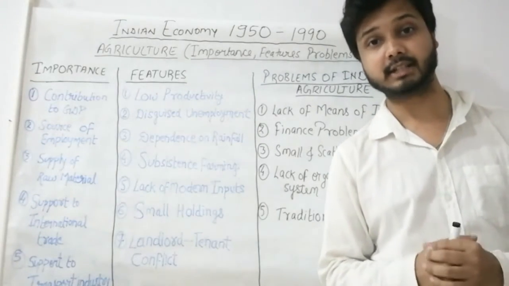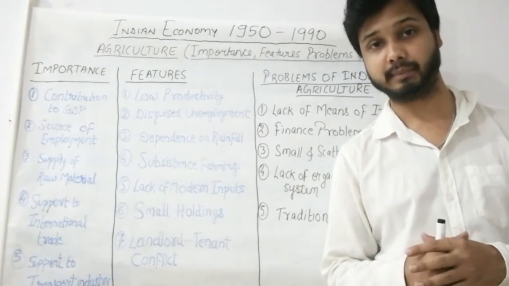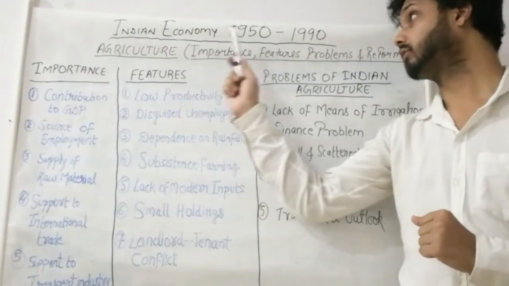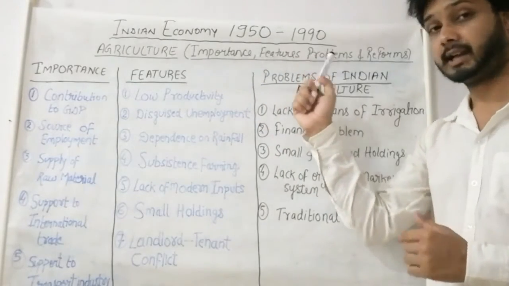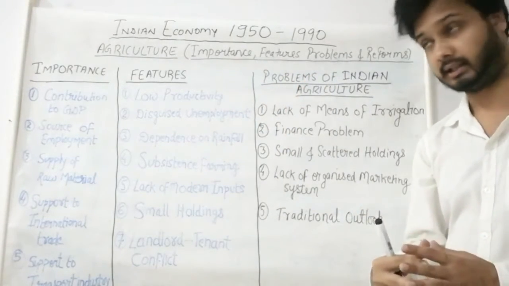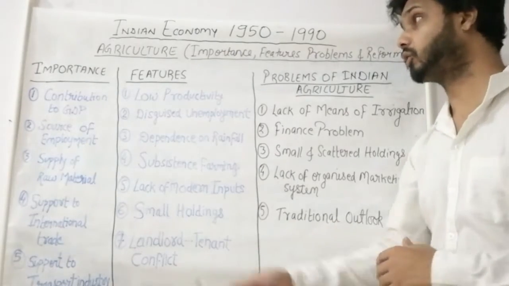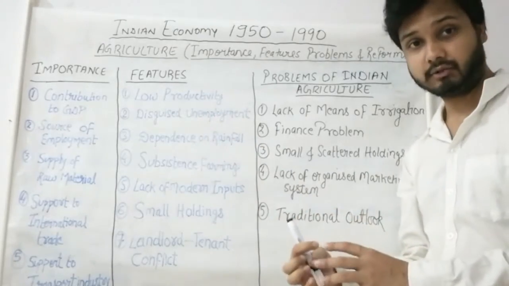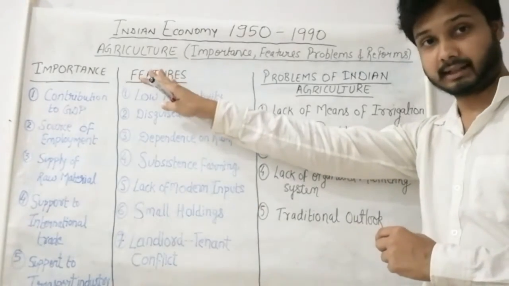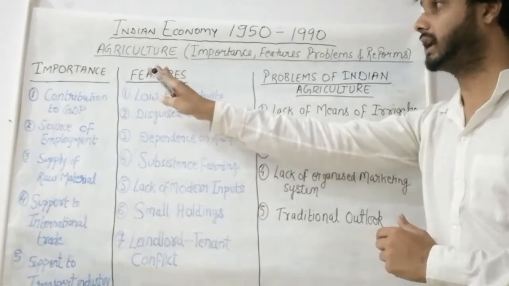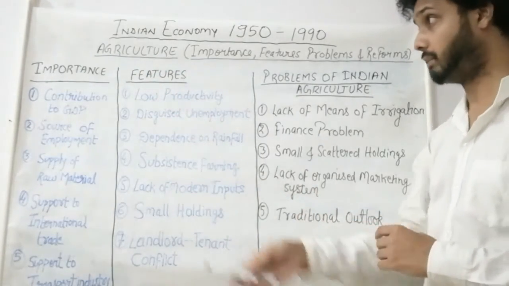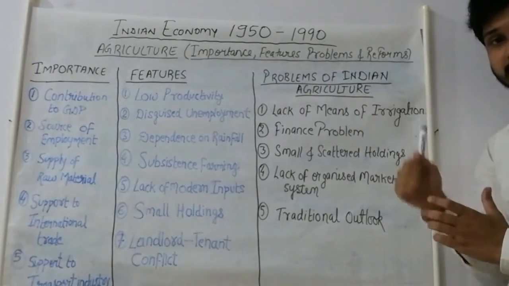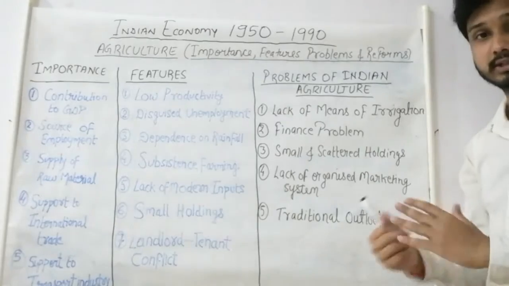Hello students, we started with the new chapter of Indian economic development in the previous video, which was the Indian economy from 1950 to 1990, and we saw everything about planning. Now we will see specifically about one sector, that is the agriculture sector, and what planning was done to improve it. In agriculture, we will have a deep study about its importance, features, problems and reforms. Reforms are the solutions which were done.